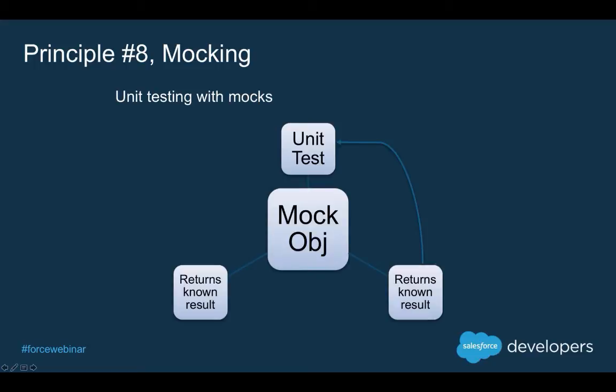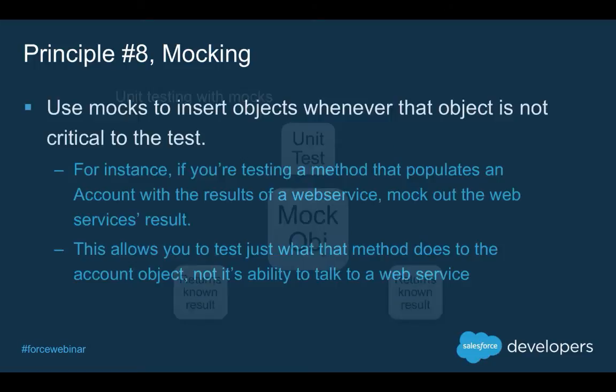So here's when we want to use mocks. We want to use mocks whenever the object is not critical to the test. If you've got a bit of code that is calling a service layer object or making a call out, you want to replace the result object that it gives you back with a mock object, and mock out the service layer object or the call out object so that you can get a consistent known pattern of data. So if you're going to populate an account with the results of a web service, you're going to mock out the web service result.